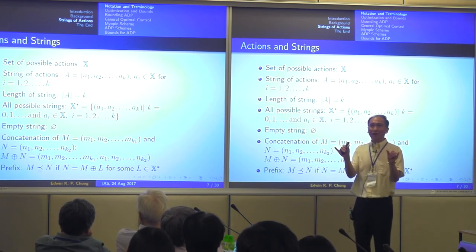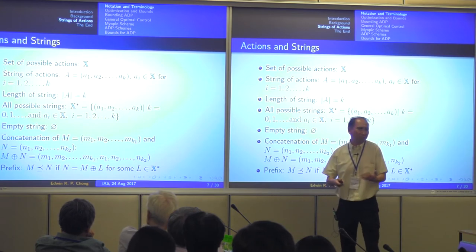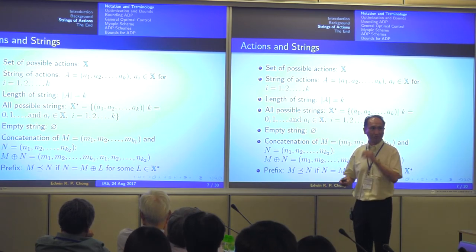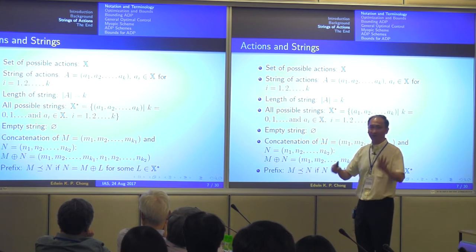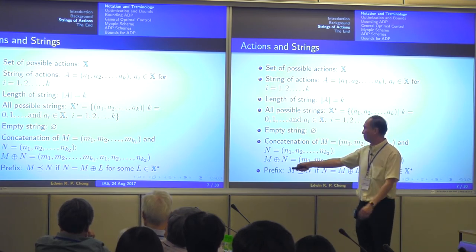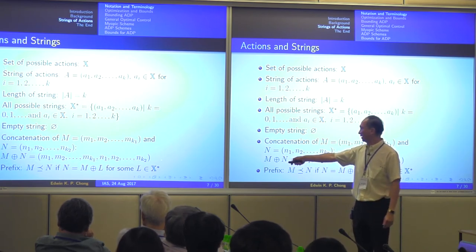We want to be able to talk about how you add, so to speak, two strings together. And one way to think about addition of strings is concatenation. So I give you two strings, and you just put one after the other, okay? So m ⊕ n, in LaTeX, this is backslash oplus. It's just one string followed by another.